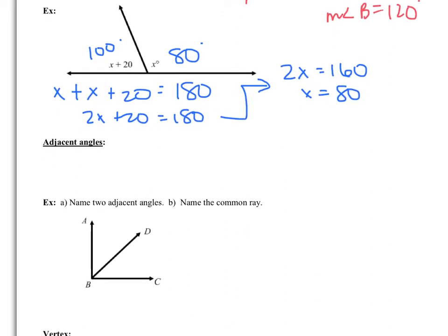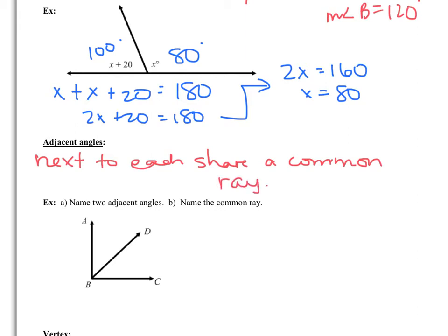So down here, adjacent angles are angles that are next to each other and they share a common ray. Remember, a ray has one endpoint and then goes on forever in one direction. So down here, the two adjacent angles would be angle ABD. You have to name your angles in the order that they occur. And angle DBC are adjacent. And their common ray is right here, the ray BD.